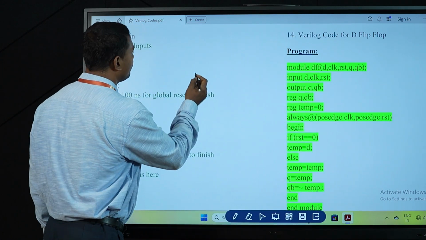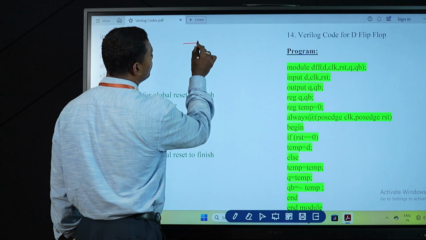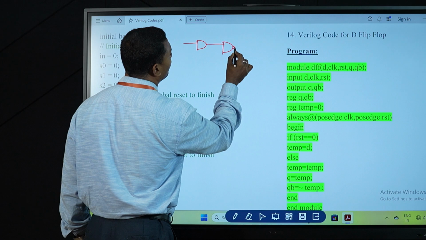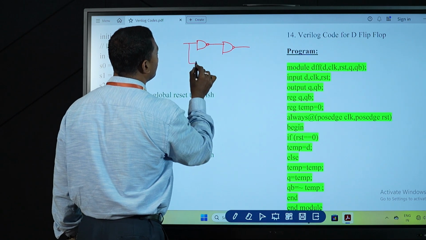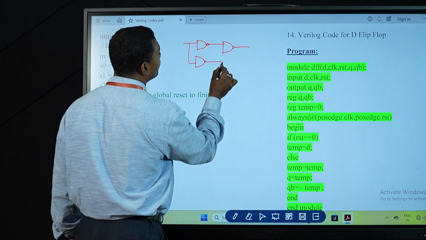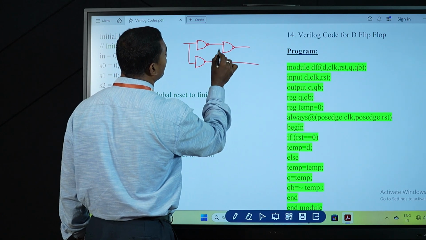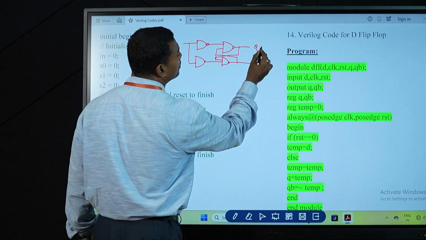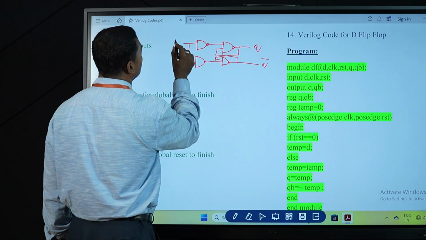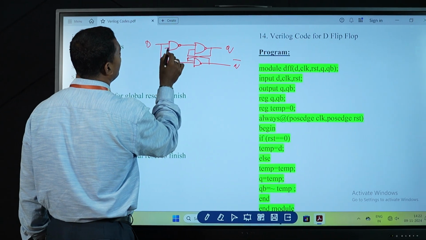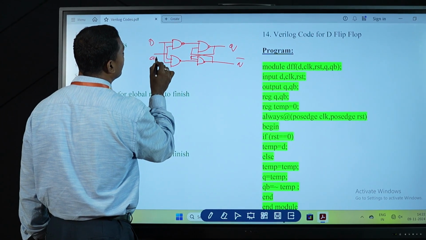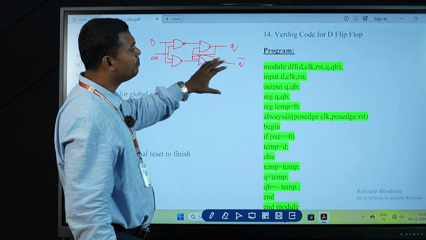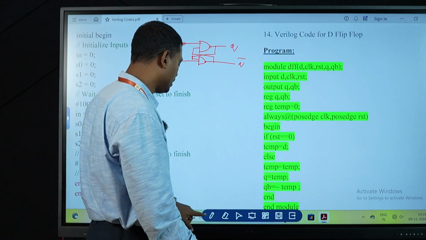Now I will draw here. D flip flop is going to have only one input, and the same input I am going to drive here, and this is the output, this is Q and this is Q bar, this is D, right? And for this I am going to provide a clock signal. This is the D flip flop diagram. The same diagram I am implementing using Verilog code. Let us see that one.